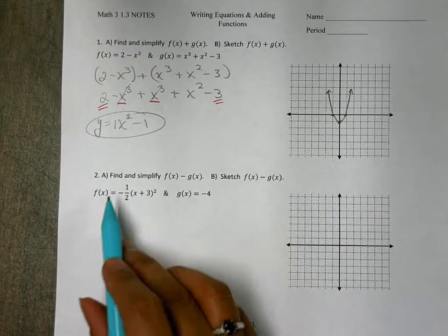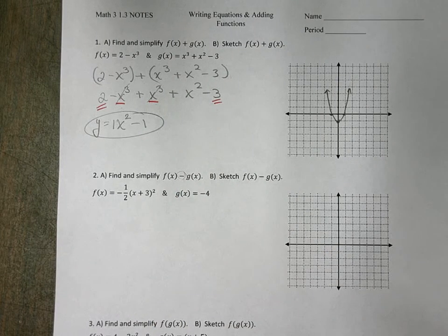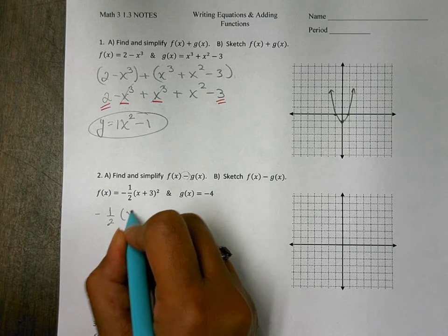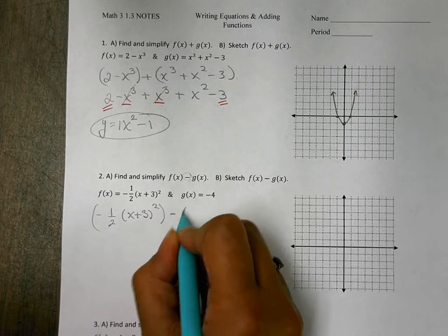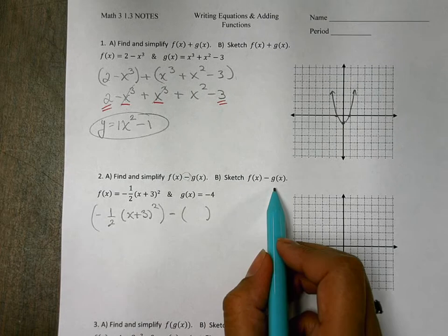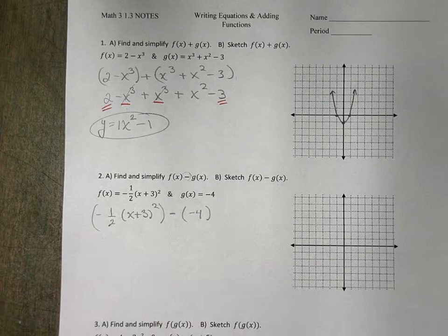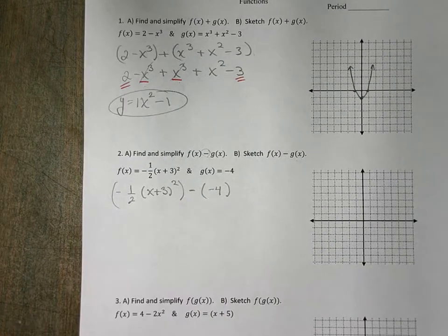Okay, next one. This time I'm going to subtract f and g. So instead of adding, I'm subtracting. So f is negative 1/2 times the quantity of x plus 3 squared, in parentheses, minus, in parentheses, g of x, and g of x is 4. So here's my f function, here's my g function, and I'm subtracting the two.